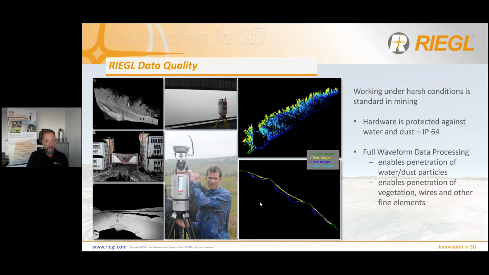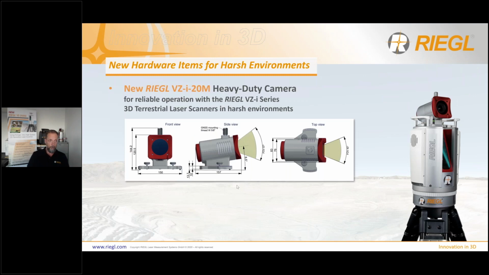So this is about data quality and working in harsh conditions, but you see there is one problem with the whole system. It is the camera on top. I mean, these Nikon cameras which we are using provide fantastic images, but they are not really made for harsh conditions. And therefore, we developed a new camera, the new RIEGL VZI 20M heavy-duty camera.